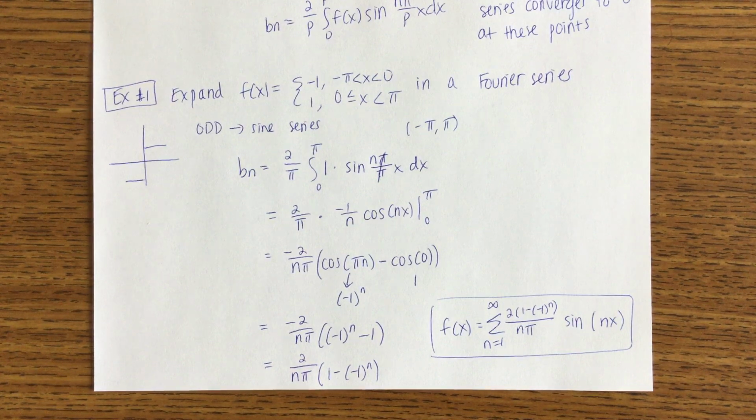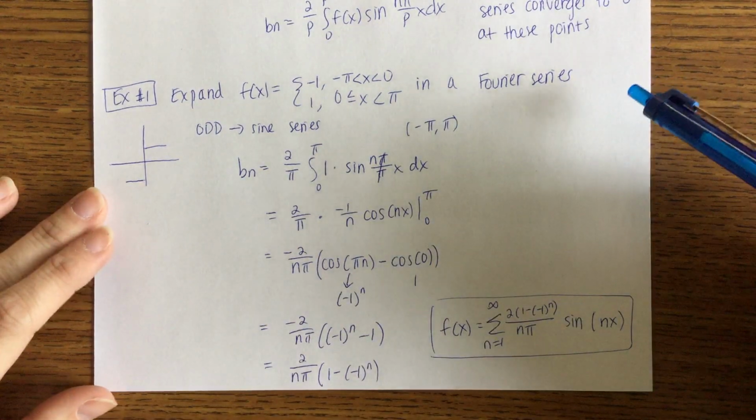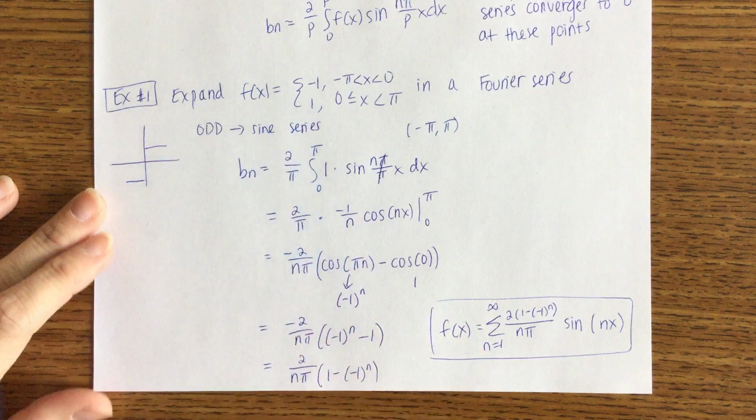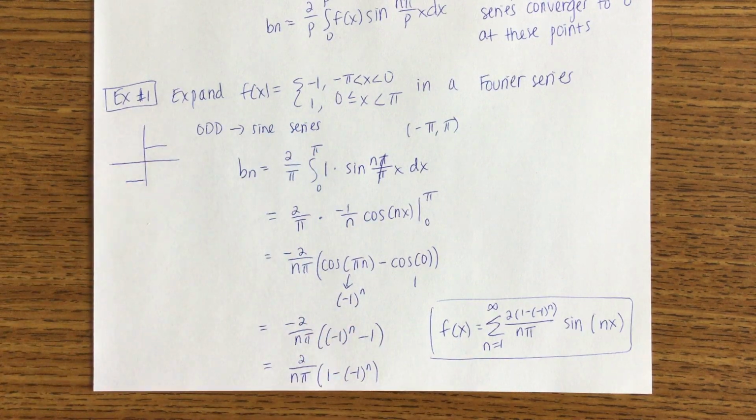Okay, so in your homework, the first half, you're going to have to identify if a function is even or odd. After that, you're going to have to expand in a Fourier series. So you're going to have to do what we did here, identify if the function is even or odd, and that will help you pick if you're using a sine or a cosine.